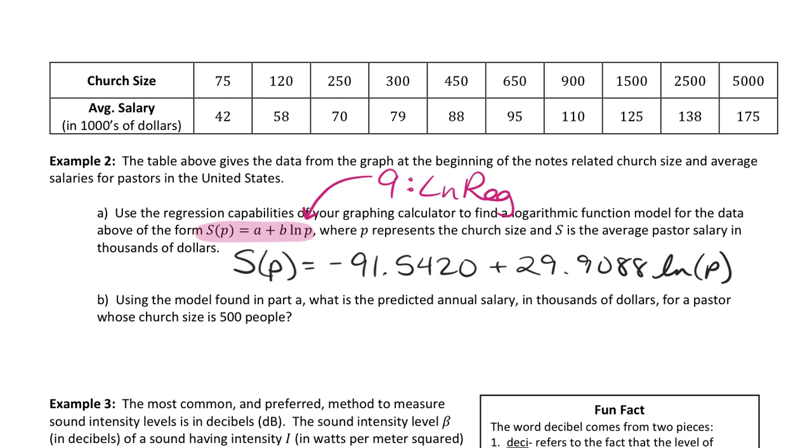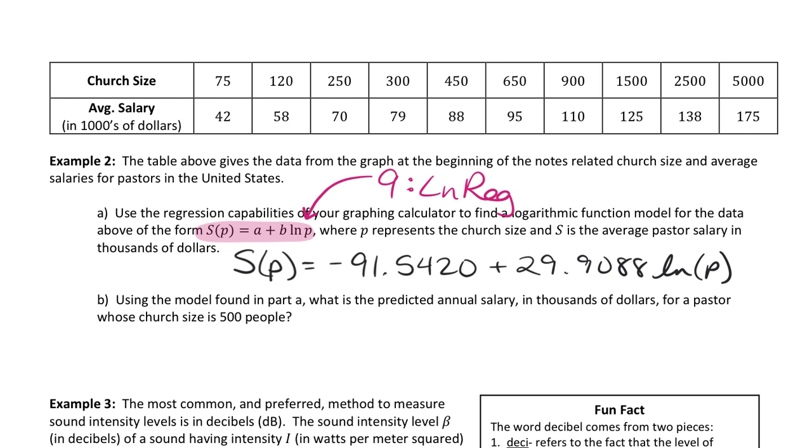Well, the input is church size, so I'm assuming that stands for population. P for population and S for salary. That's a lot of salaries for pastors instead. Average salaries.